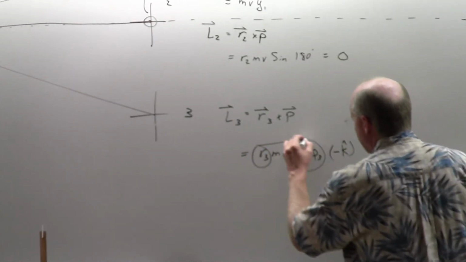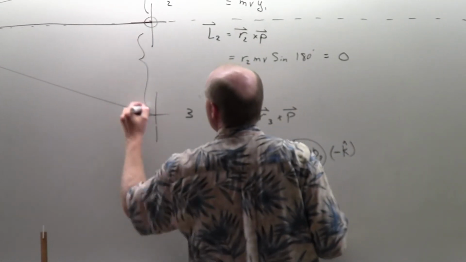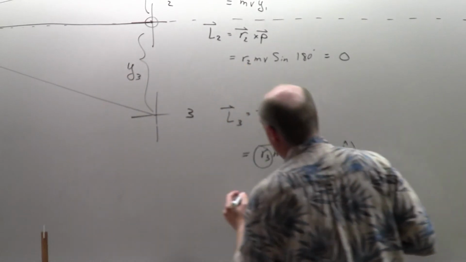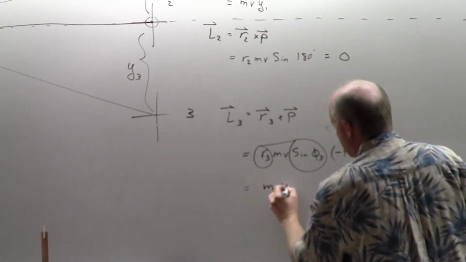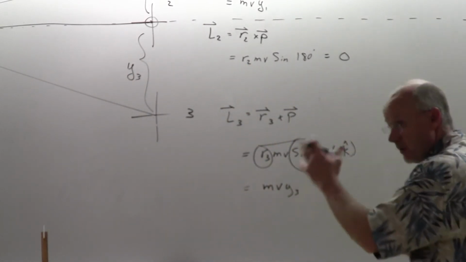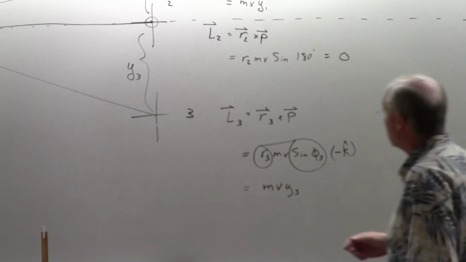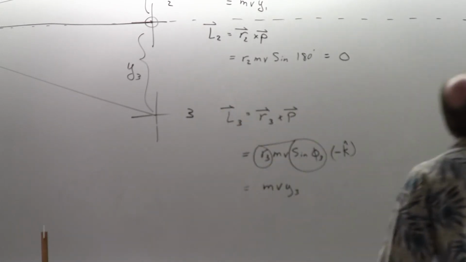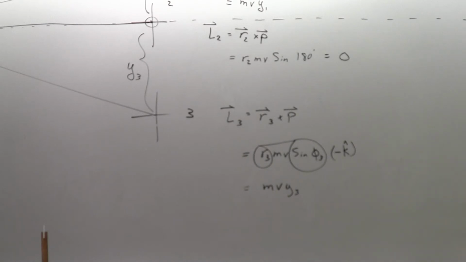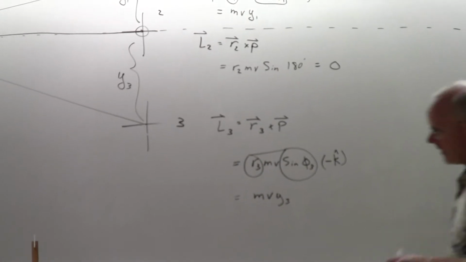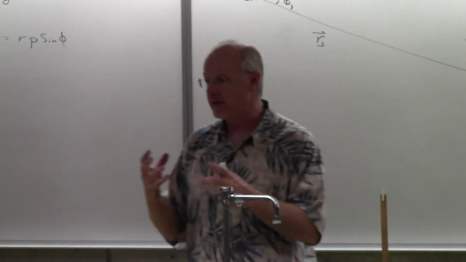So again, you can probably see this here. If you put these two together, you're looking at this distance, y3. And so you got mvy3, the same number you would get if it went around. Okay? And so there's the idea. All right, so there's our angular momentum, not just for the simple things like circles and ellipses, but even straight lines.